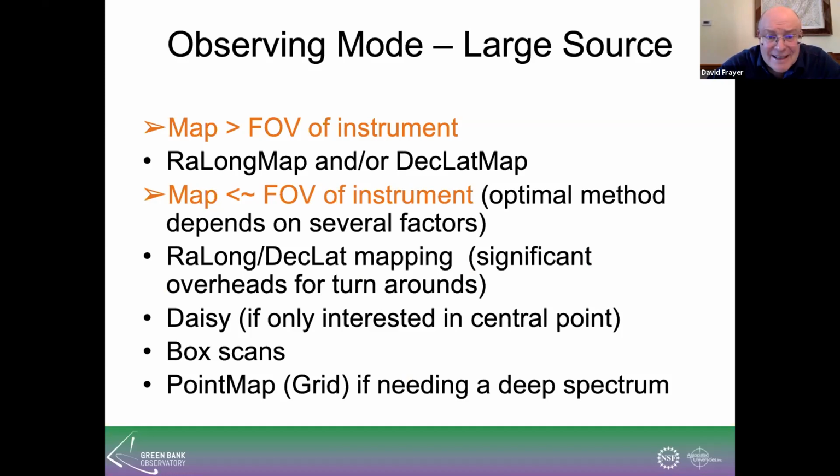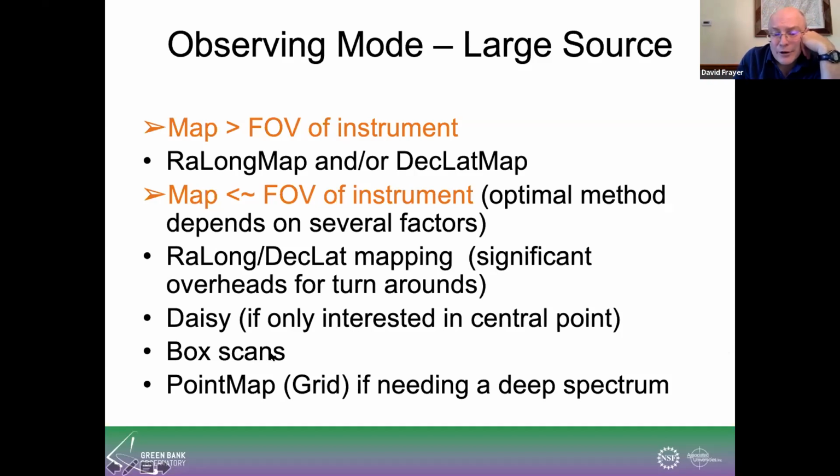If you want to map something that's smaller than the field of view of the instrument, then it gets a little more complicated. The optimal method, one could argue, depends on several factors. You could still do a short RALongMap, but then you have a lot of overhead. If you're making really tiny maps with the GBT, it's a 100-meter, 17 million pound instrument. You have to turn that around, and you can't turn it around quickly. So there's a lot of overhead if you try to make small maps with the GBT. The daisy maps work if you're only interested in the central regions, like if you're doing a clump or a core.